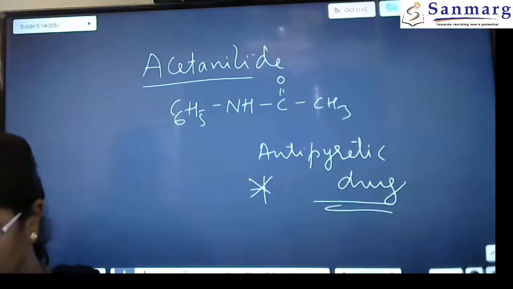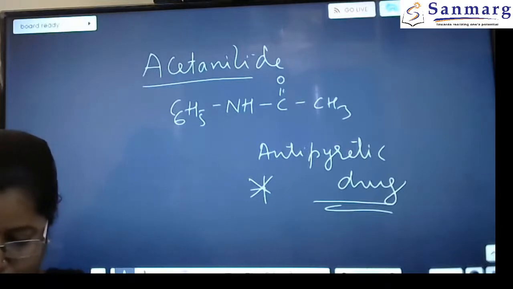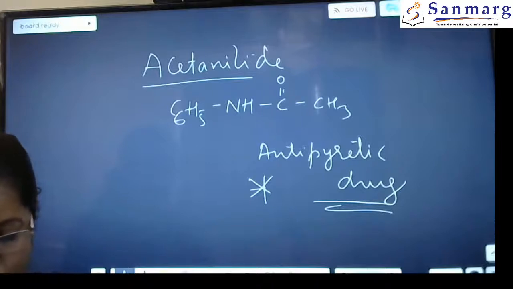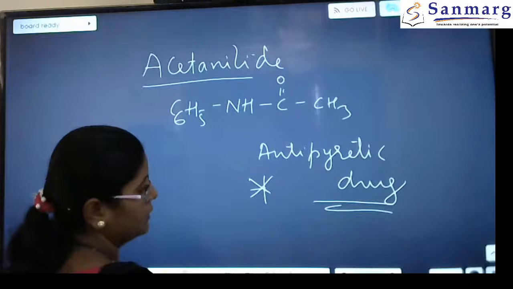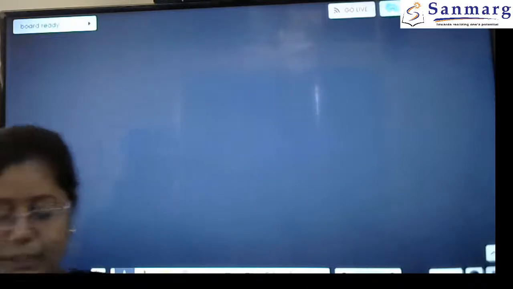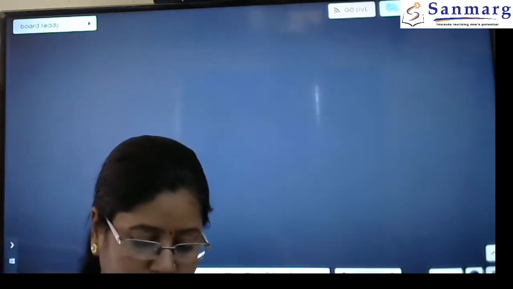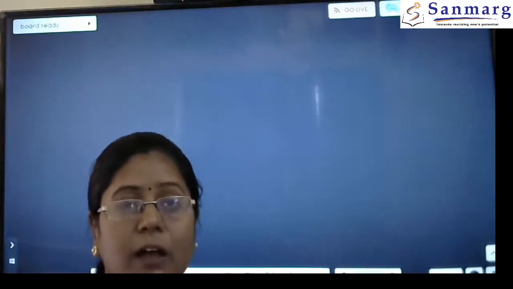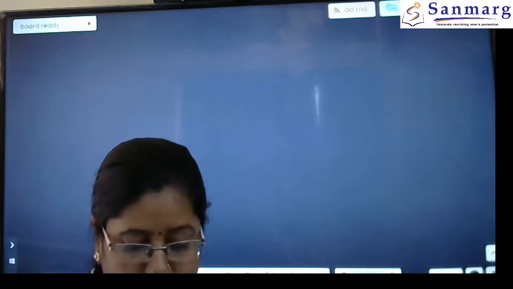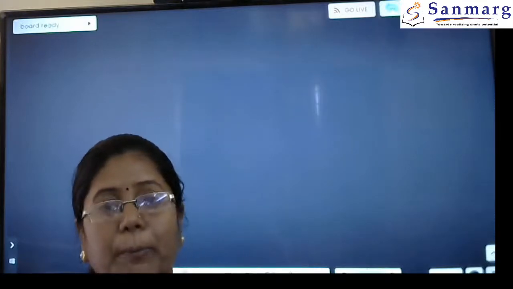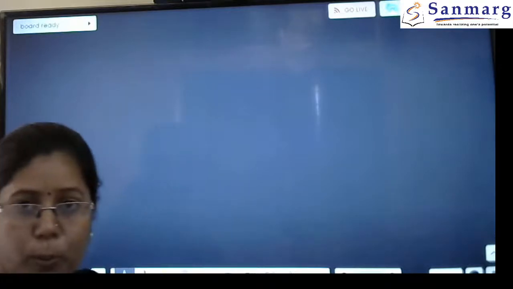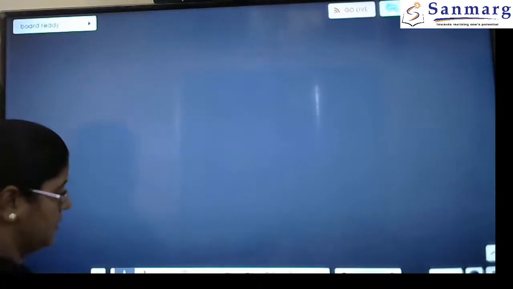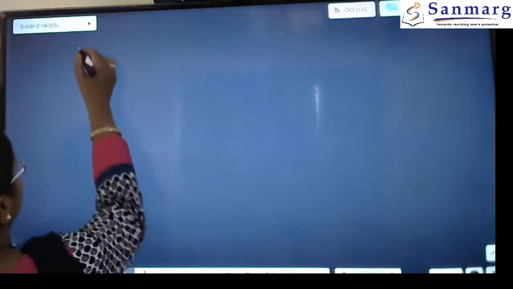last one. Which of the following would undergo Hoffman reaction to give a primary amine? Which of the following would undergo Hoffman's bromamide reaction to give a primary amine? See, this is also a very simple Hoffman bromamide reaction. Last one, the 10th one.